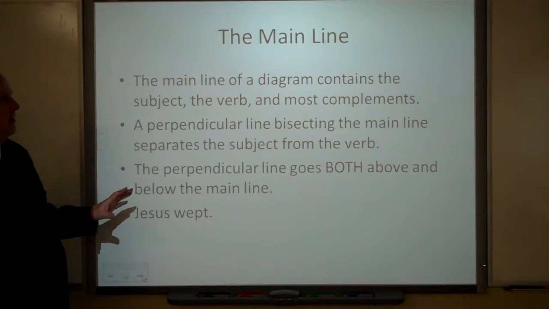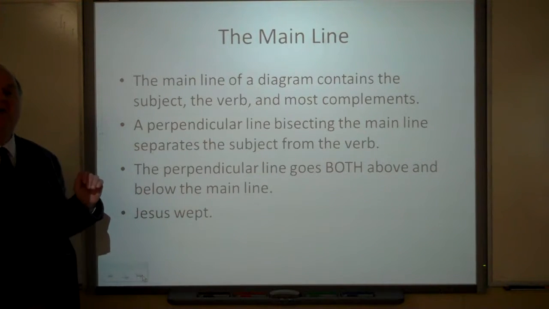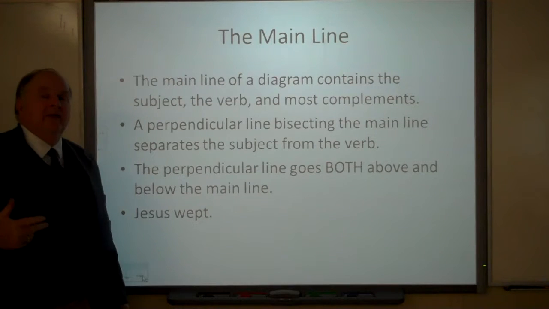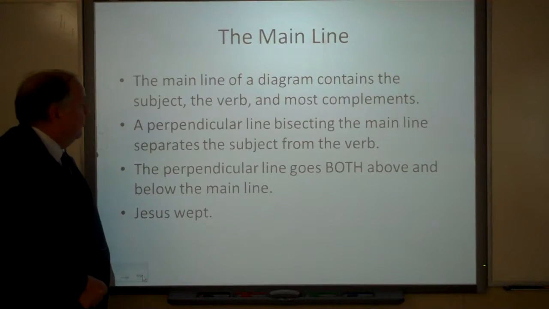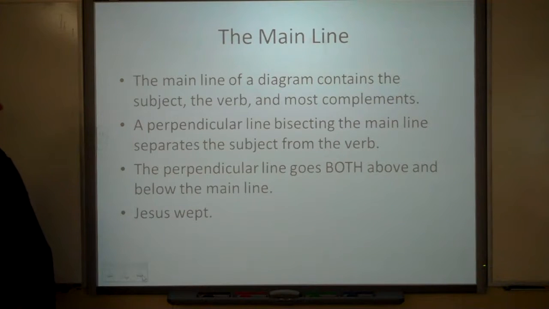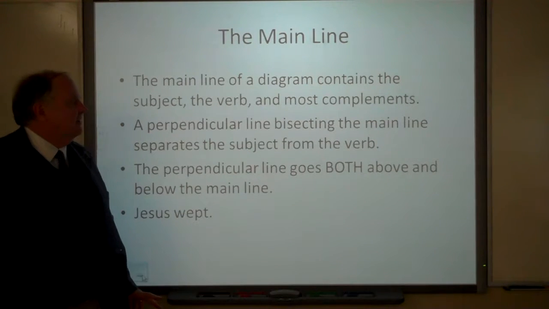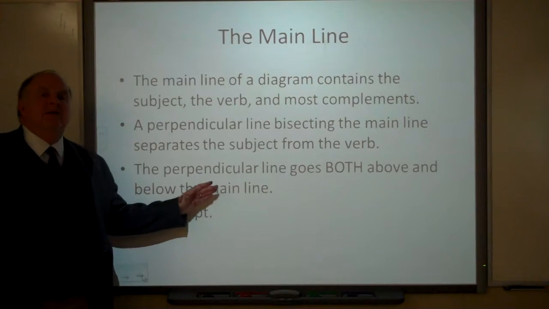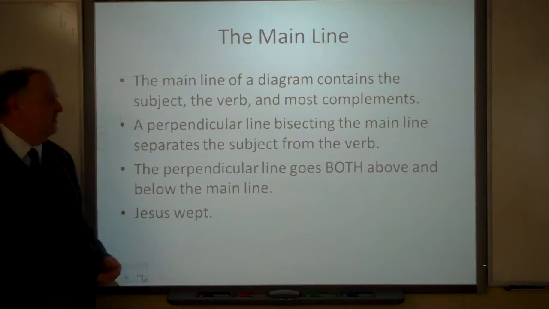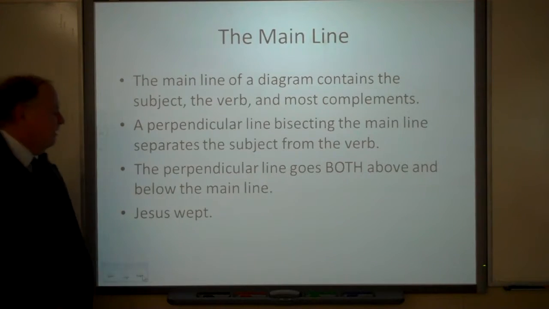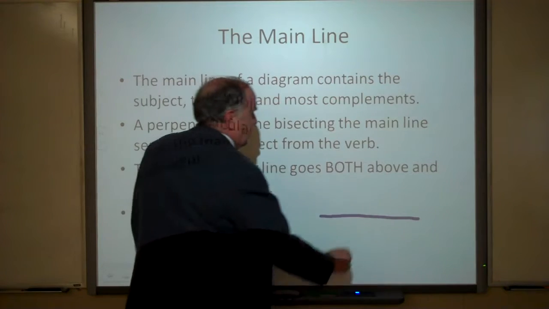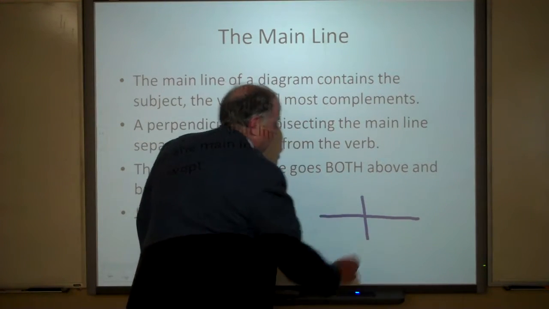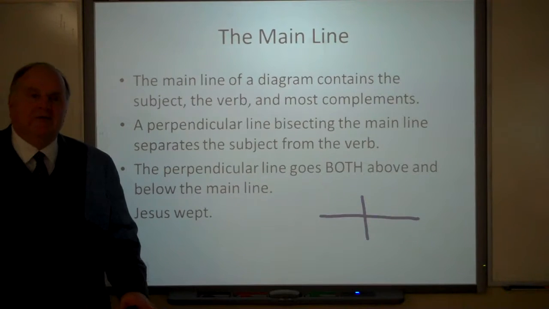Sentence diagrams always start with a main line, a main horizontal line. And that horizontal line contains the subject, contains the verb, and we'll find out later, contains most of the complements as well. Now, a perpendicular line bisecting the main line separates the subject from the verb. And the perpendicular line is a transversal, as they say in geometry, right? It goes both above and below the main line. So the main line is a horizontal like that. And then there is a shorter vertical line that separates the subject from the verb.